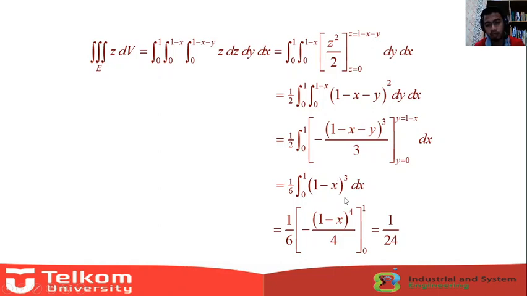Next we find this integral. Since this is power 1, we can use substitution, giving 1 minus x to the power 4 over 4, over 4.